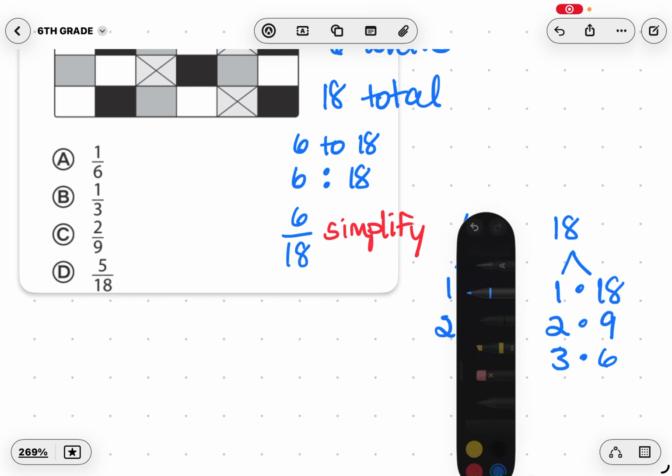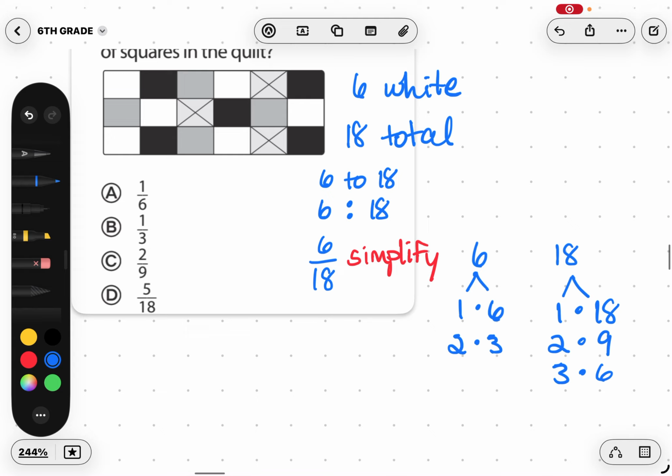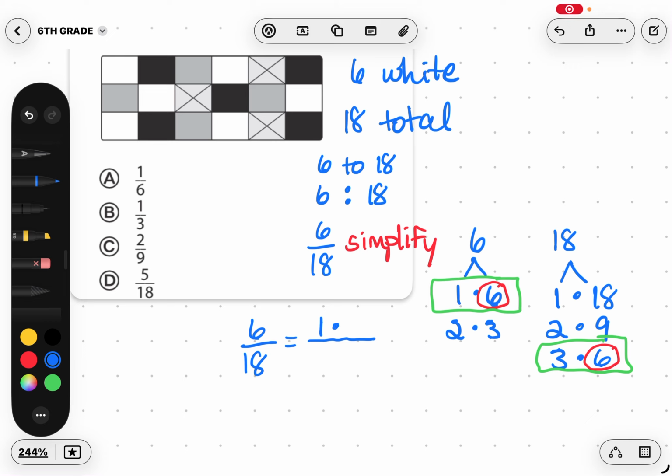So now the key here is picking out the largest number that they both have in common. If you notice, the largest number that they both have in common is 6. So we'll be using the 1 times 6 for 6 and the 3 times 6 for 18. You rewrite your fraction, and then you put equals, and for 6 we're going to use 1 times 6. For 18, we're going to use 3 times 6, okay?